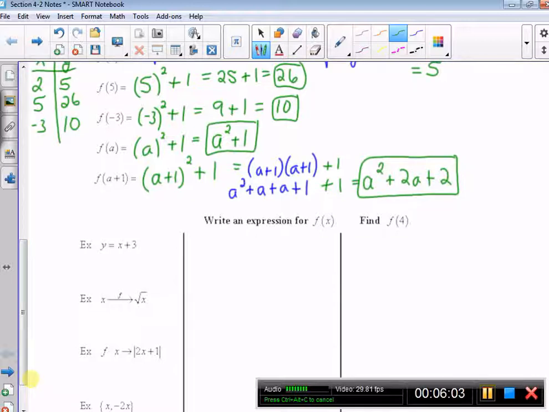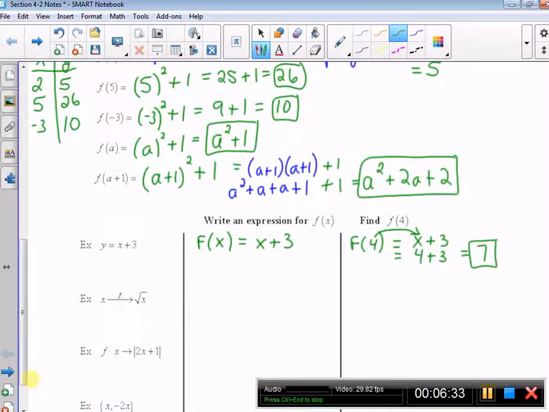Okay, so write an expression for f of x and then find f of 4. So for the first example, y equals x plus 3, the expression would be f of x equals x plus 3. That's simple. Find f of 4. So for f of 4, we're going to plug that in where we see the x. So it's going to be 4 plus 3, or 7. Okay?